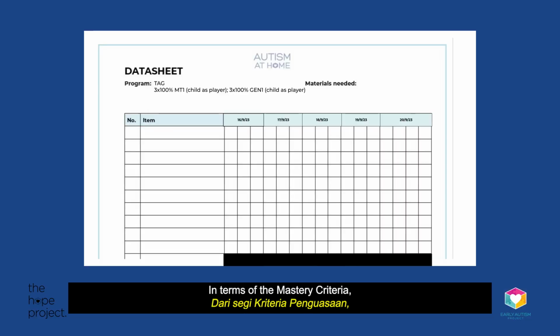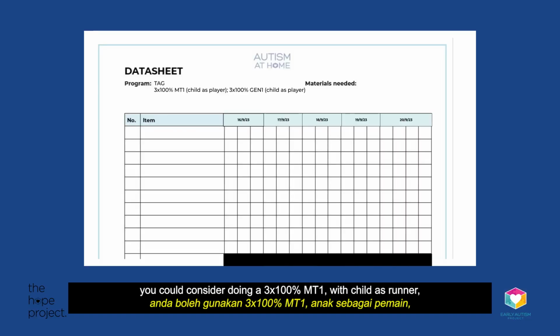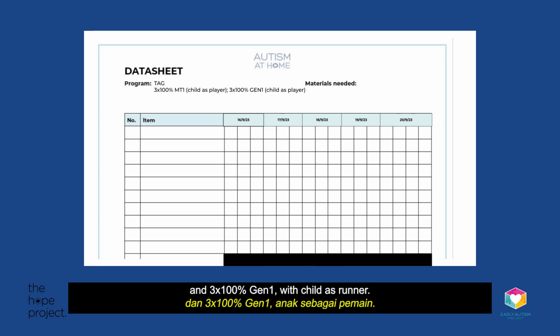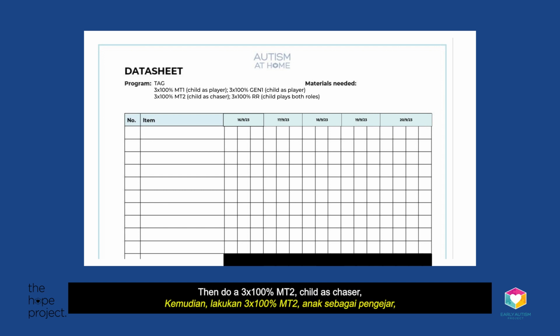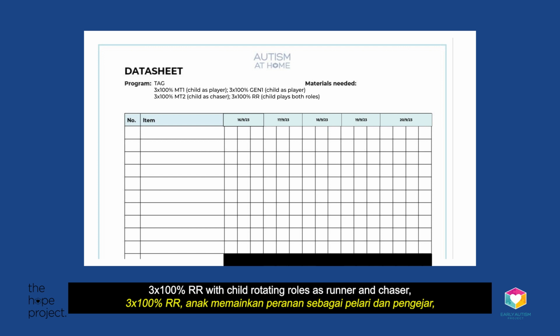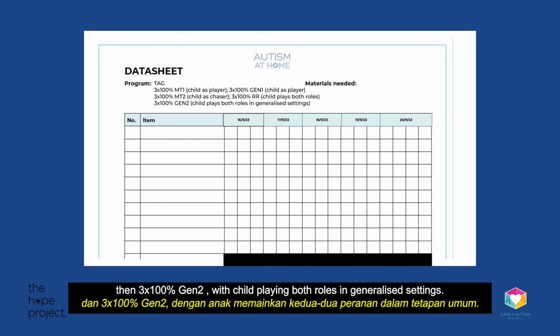In terms of the mastery criteria, you could consider doing a 3 times 100% MT1 with the child as runner and 3 times 100% Gen 1 with child as runner. Then do a 3 times 100% MT2 with child as chaser and 3 times 100% RR with child rotating roles as runner and chaser. Then 3 times 100% Gen 2 with child playing both roles in generalized settings.